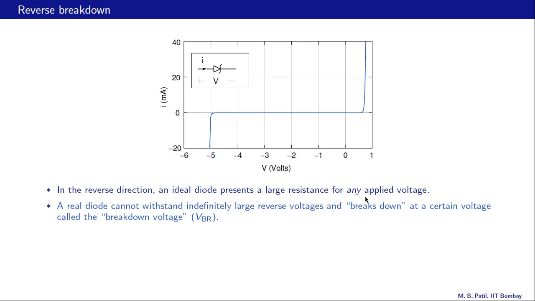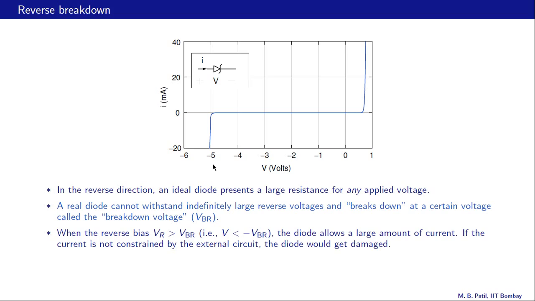Now that is not quite true about a real diode. A real diode cannot withstand indefinitely large reverse voltages and breaks down at a certain voltage called the breakdown voltage. In the example shown over here, this diode is seen to break down at about minus 5 volts. Now this breakdown voltage VBR is usually treated as a positive number. For this specific device, VBR would be 5 volts, and the applied voltage would be minus 5 volts.